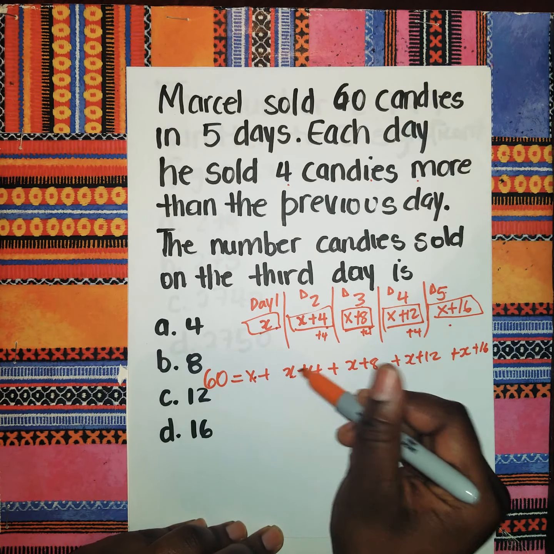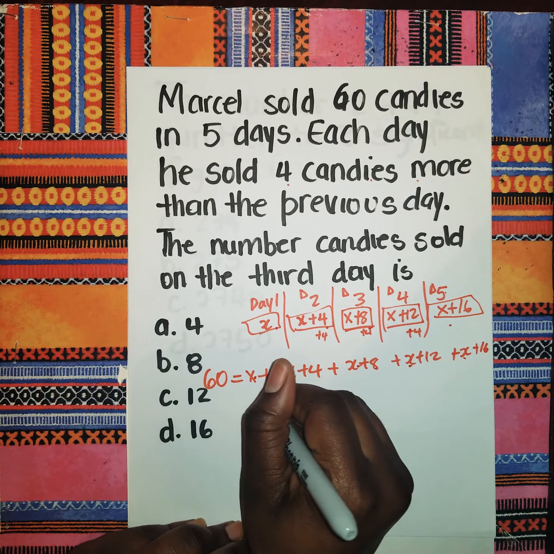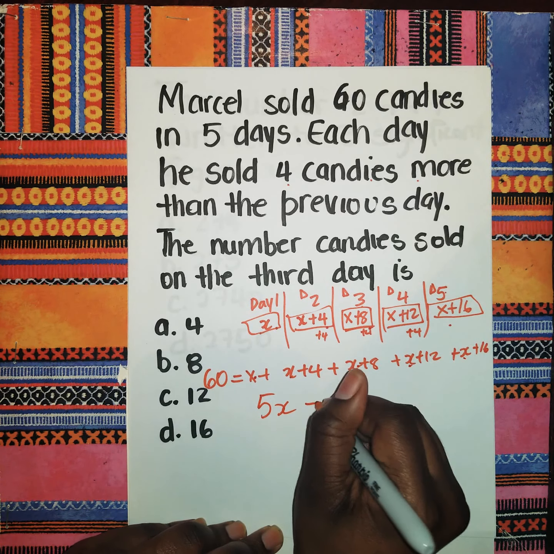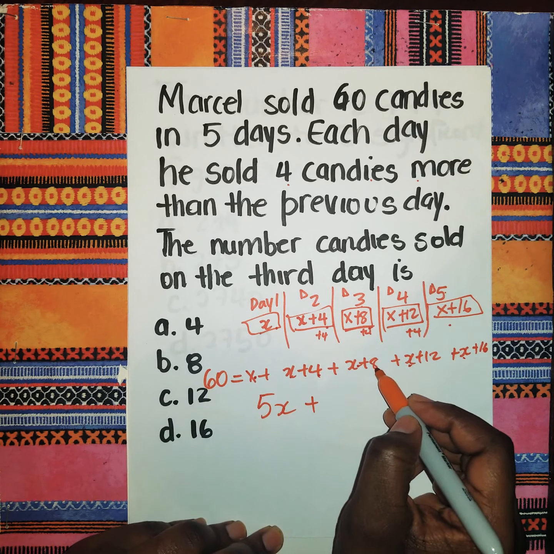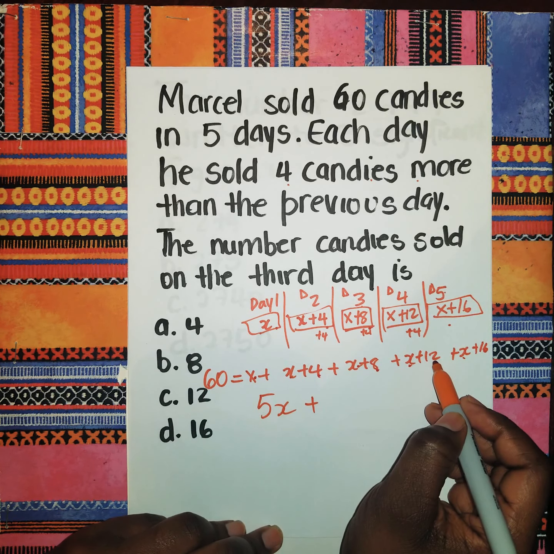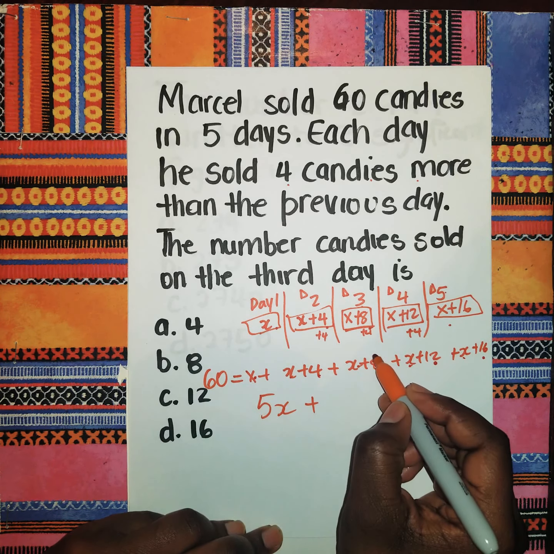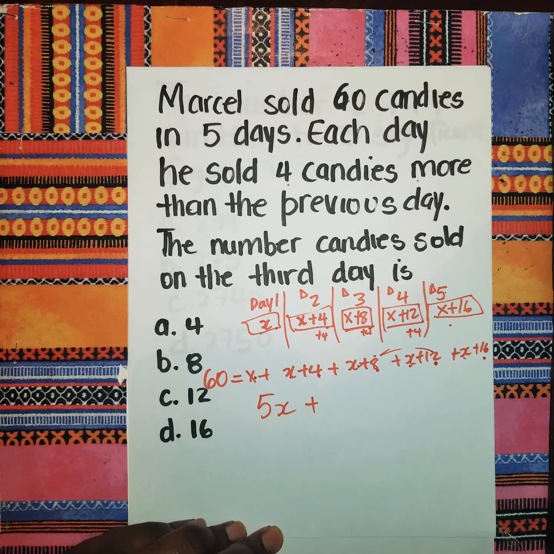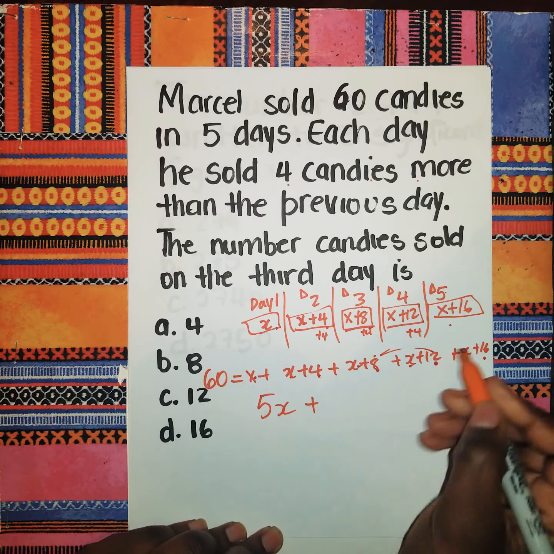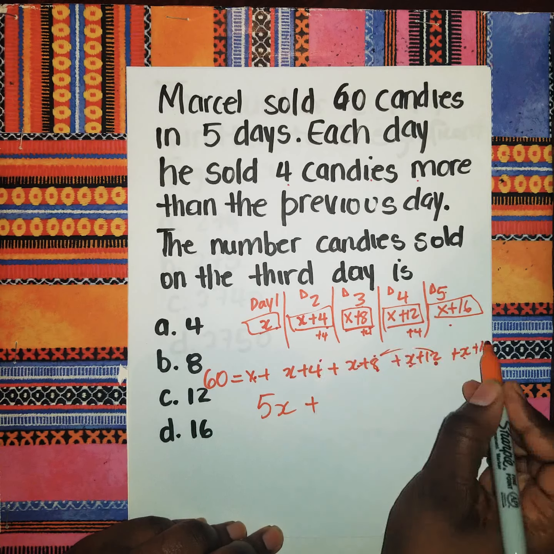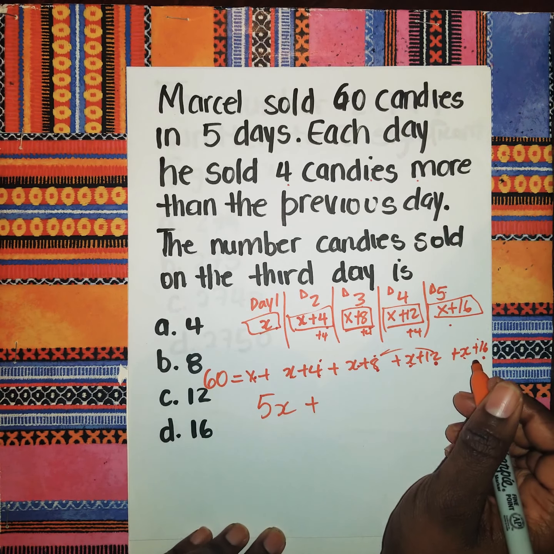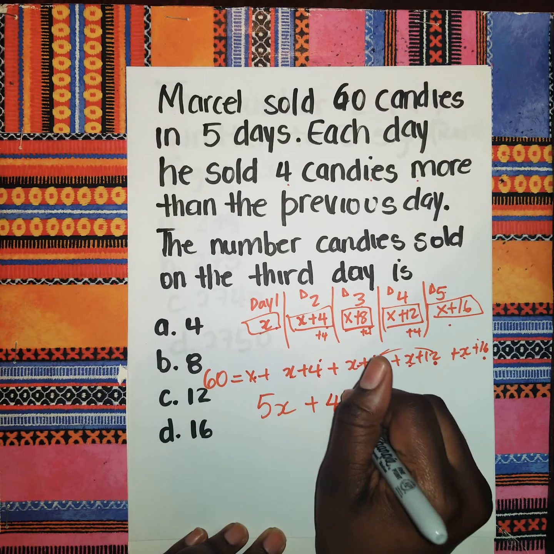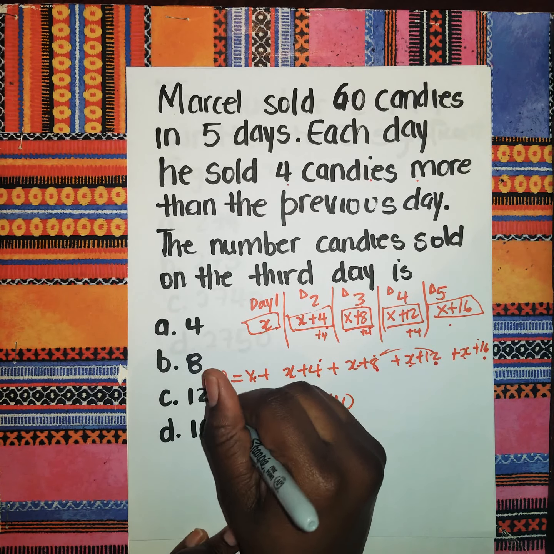So x, that's 5, so that's 5x. Let's go for the numbers: 4, 8, 12, and 16. I know 8 and 12 would give me 20. 16 and 4 is also 20. So in all, that's going to be 40 is equal to 60.